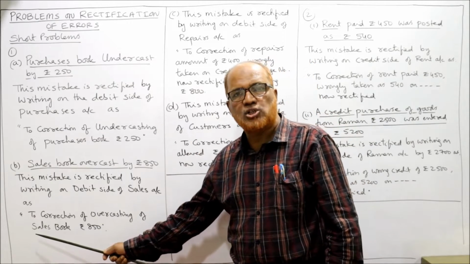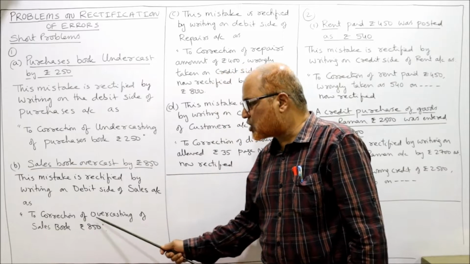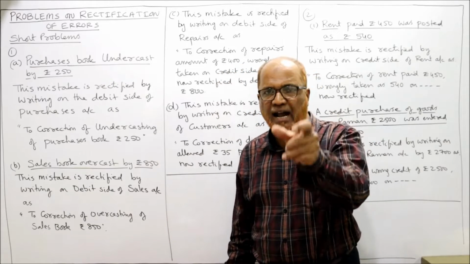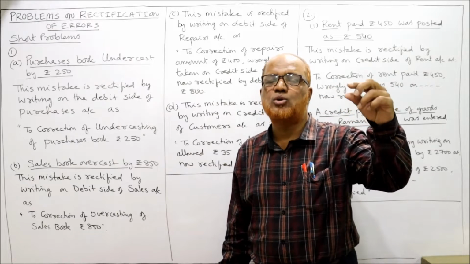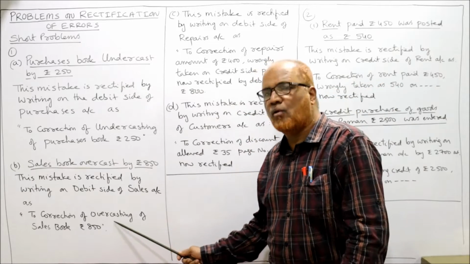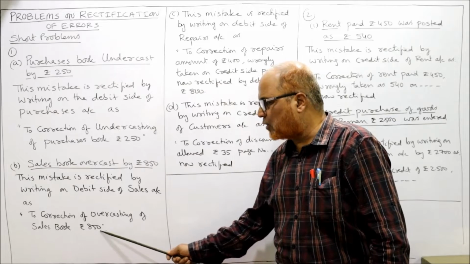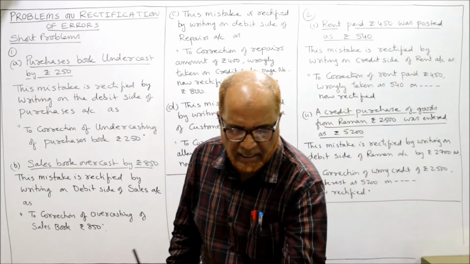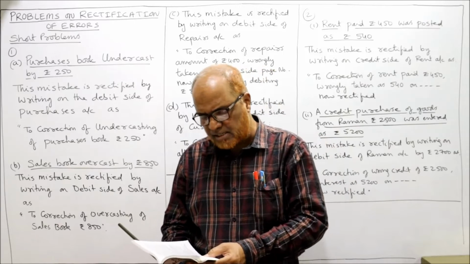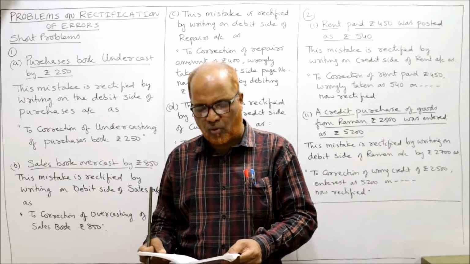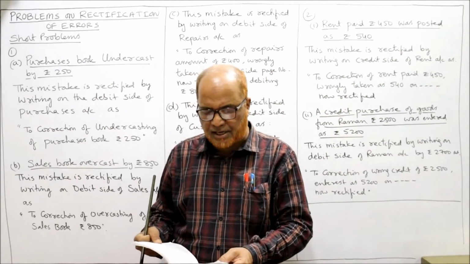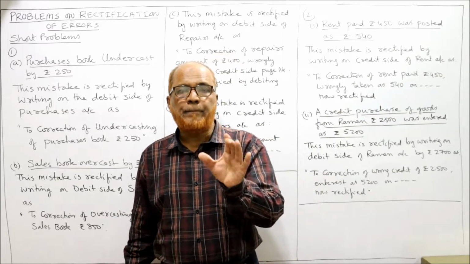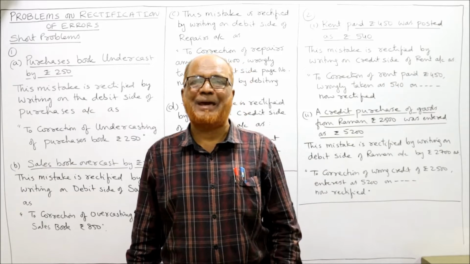So what sentence will you write? On sales account debit side, you should write to correction of overcasting of sales book by rupees 850. That's all. The two errors. Now third error. The third error says paid for repairs rupees 400 posted to the credit of repairs account. Now see carefully. Paid rupees 400 for repairs.